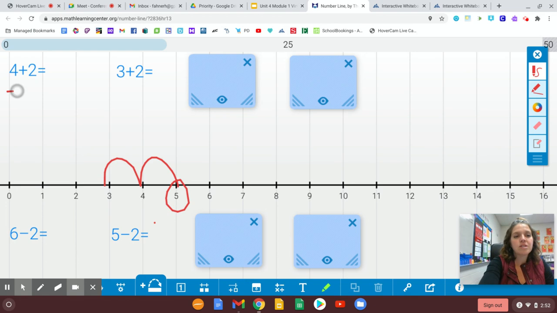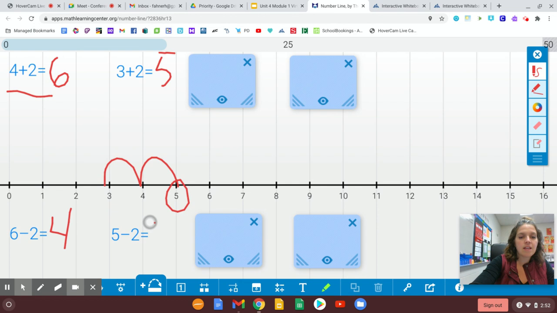Now, some of you might have figured out that these are kind of like fact families. We have 4 plus 2 equaled 6. And then we had 6 minus 2 equals 4. 3 plus 2 is 5. And 5 minus 2 is 3. So we're showing some of those fact family equations in here.